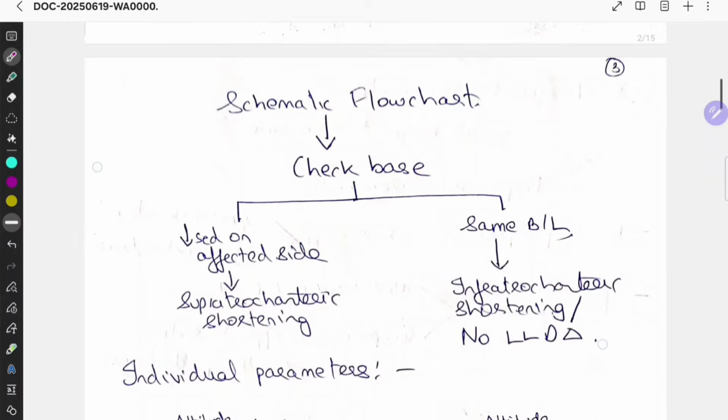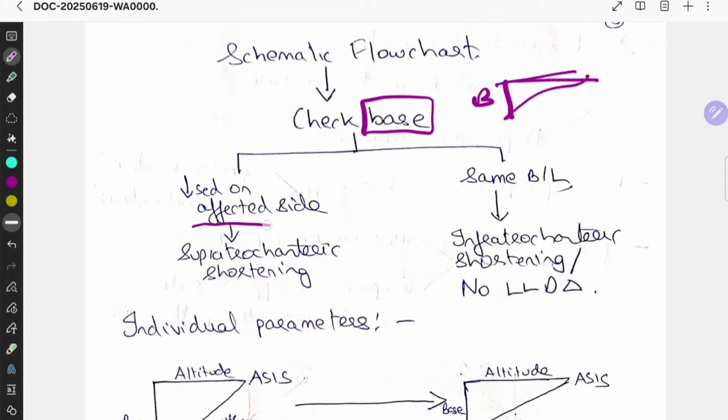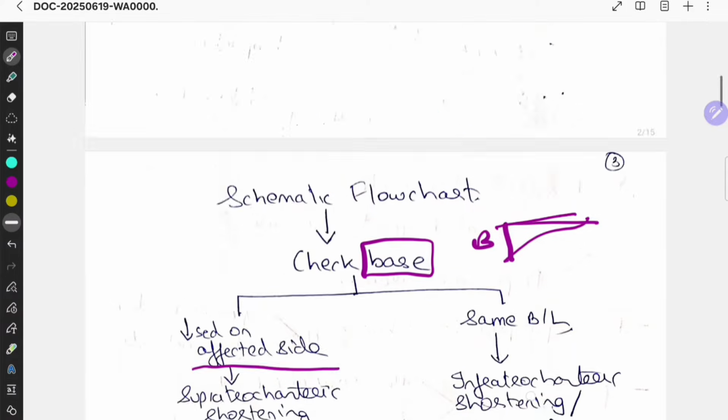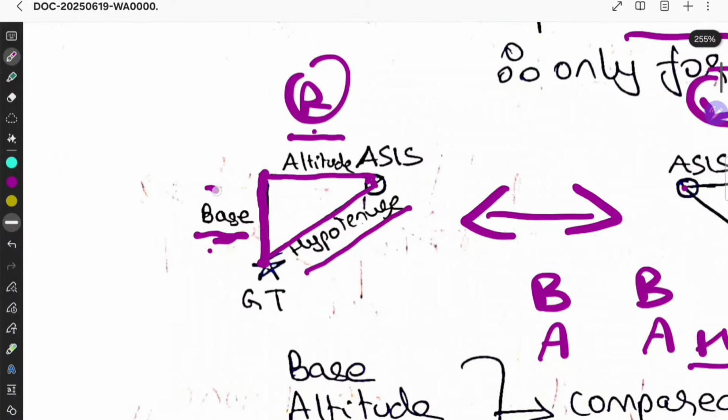So the schematic flowchart. First things first, the most important measurement is we check the base. If the base is decreased on the affected side, what does that mean? If this part is decreased on the affected side as compared to the opposite side, what does that mean?